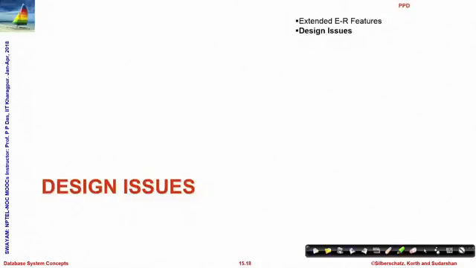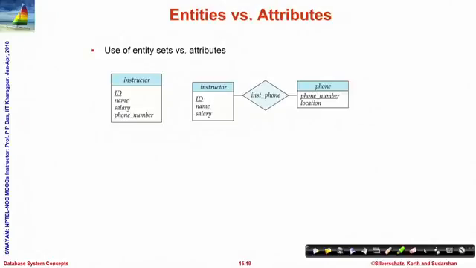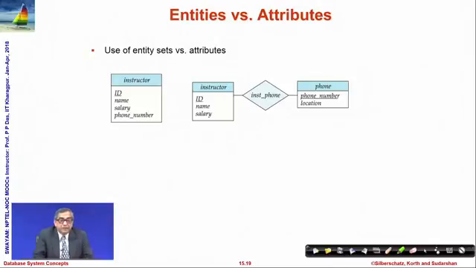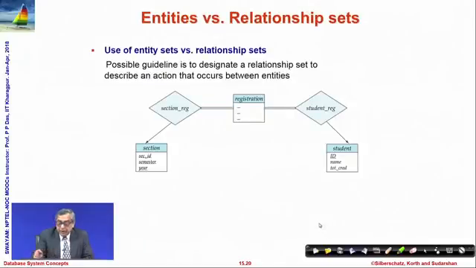Okay. Now, given these basic features as well as the extended features, let me talk about a few design issues, the different challenges that we have seen so far. For example, we have seen the case of multi-valued attributes. The way we can represent that is using that multi-valued attribute as a separate entity set like the phone number, which also has the advantage of having its own added information.